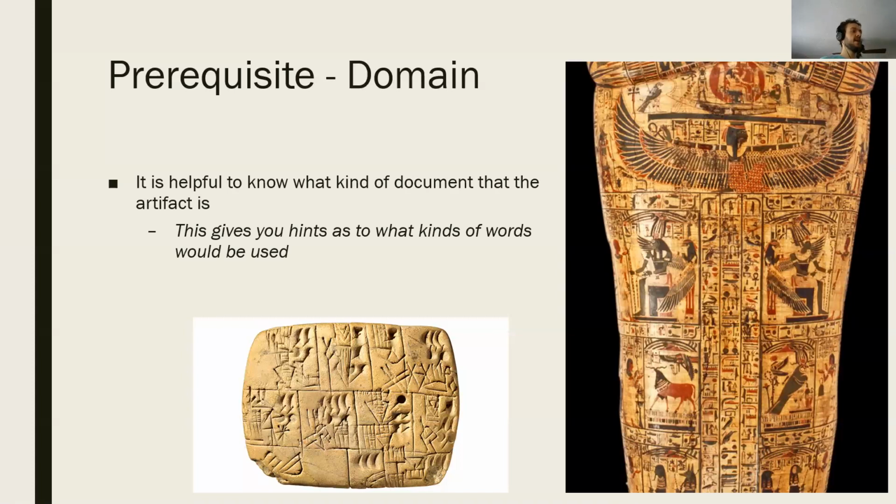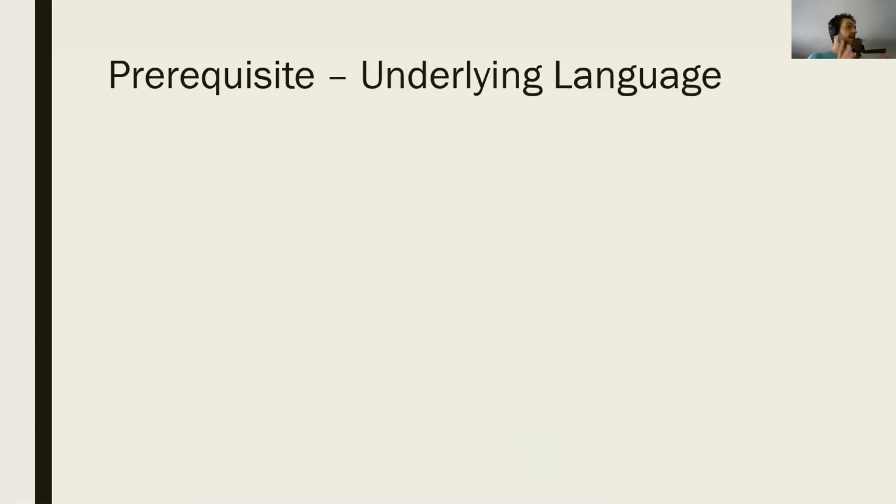A business document might talk about different kinds of commodities. It might talk about the names of people involved in transactions. And religious documents will probably talk about the names of famous individuals that have survived throughout history, and about topics related to religion. So knowing the domain of the document can give you a good idea of what words might be in the document, and that can help your initial decipherment. So we want to see whether the artifact is a business record, a religious artifact, or a burial inscription, for example.